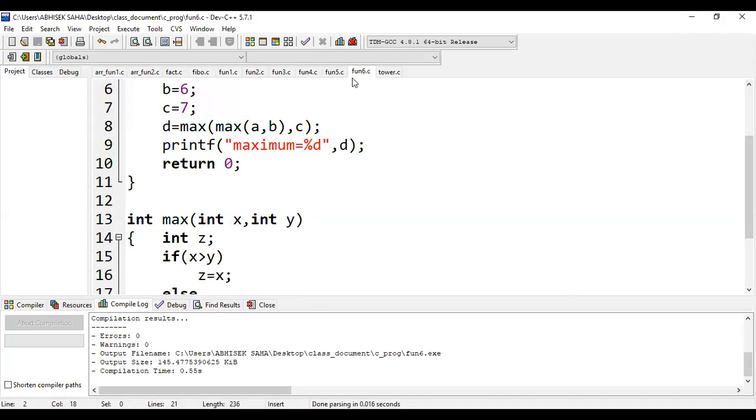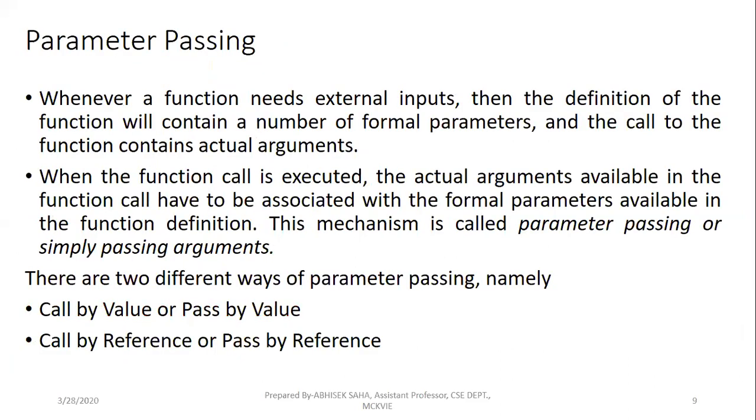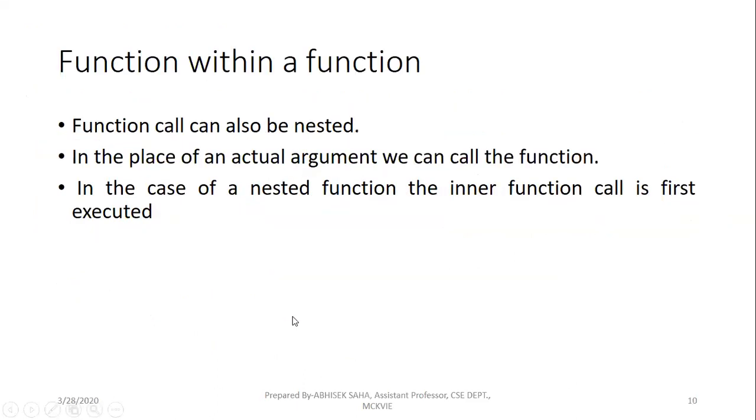Fine. So returning back to the slide once again. Categories of functions we already discussed. Parameter passing, there are 2 types we can do. One is call by value or pass by value, that I just discussed in the example of the swap function. Call by reference or pass by reference will be discussed after the discussion of pointers.